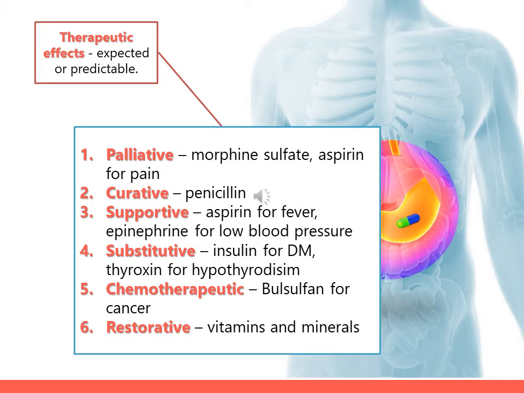Another example of therapeutic effects is chemotherapeutic effects. And this is common for cancer patients. From the word itself, chemo. If your patient has cancer, she will receive certain medications, okay, that will kill the cancer cells. And we call it chemotherapeutic effect. One good example is busulfan.